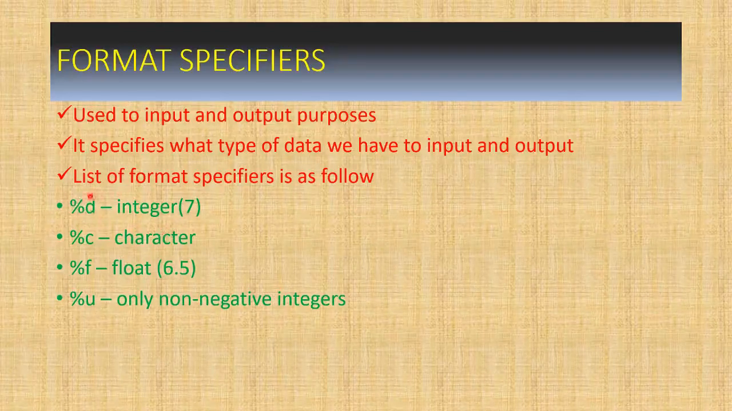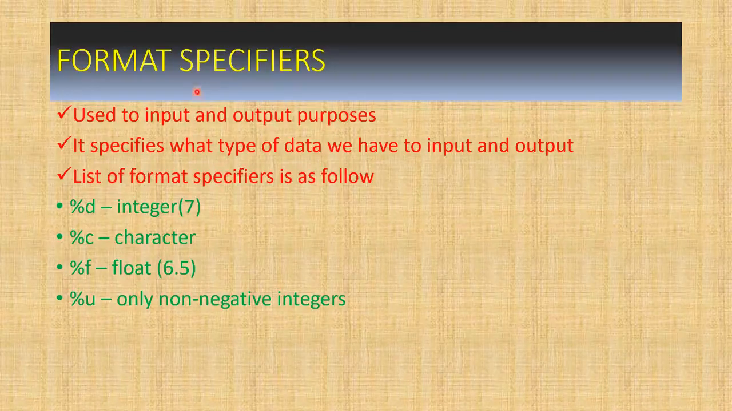A list of some basic or main format specifiers is given here. For integer it is %d, for character it is %c, for float it is %f, and for unsigned integer it is %u. What is unsigned? Unsigned integers are nothing but non-negative integers, that means positive integers. Integers, for example 7 to 5, are all included in integer. Characters are, for example, alphabets, letters A, B, C, D. What are floating numbers? Floating numbers are 6.5, 7.5 and so on.